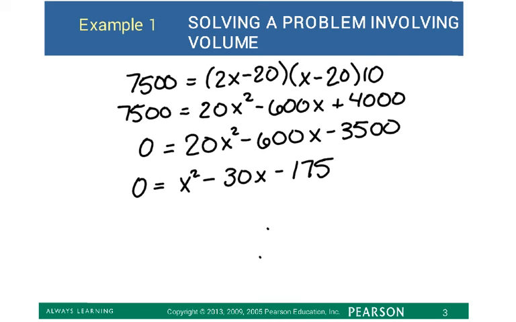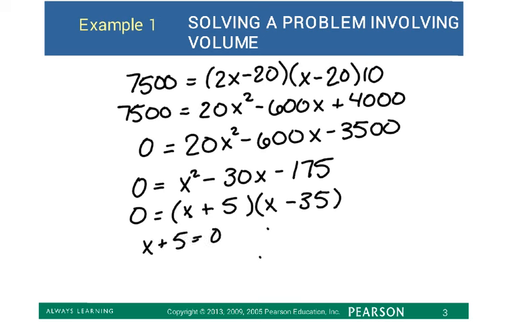Now, this right here is factorable, but we could use the quadratic formula on this if we want to. But I see that it is factorable, so let's go ahead and factor it. The two factors of 175 that add up to 30, or negative 30, are going to be negative 35 and 5. Okay, so now using the zero product property, we're going to set each set of parentheses equal to 0 and solve for our x values. Okay, so now we have x equals negative 5 or x equals 35.